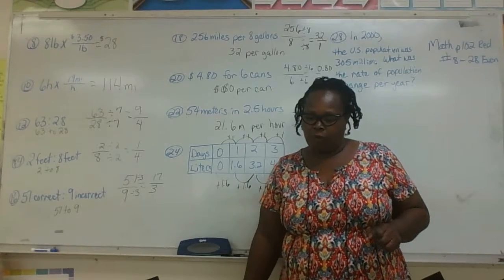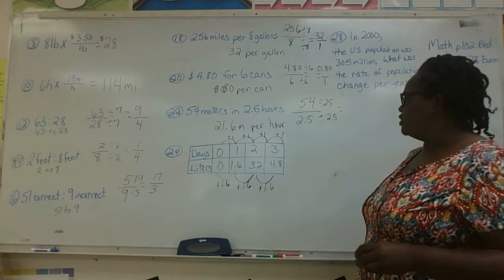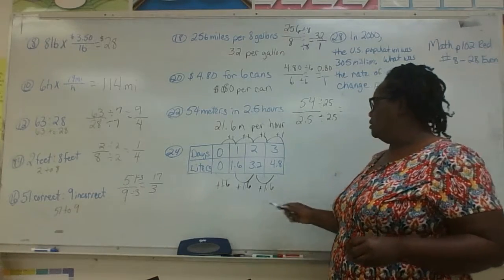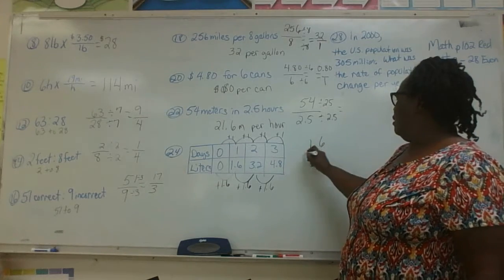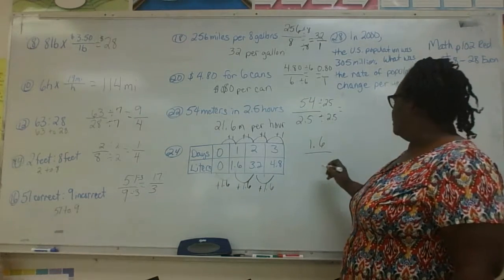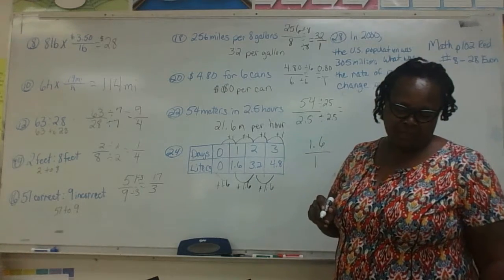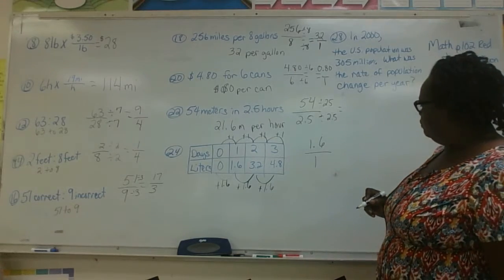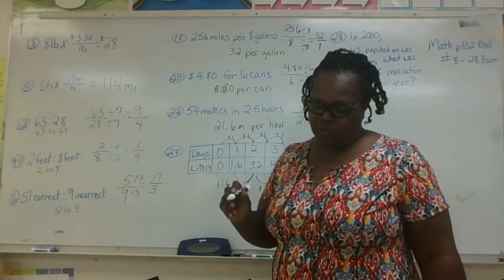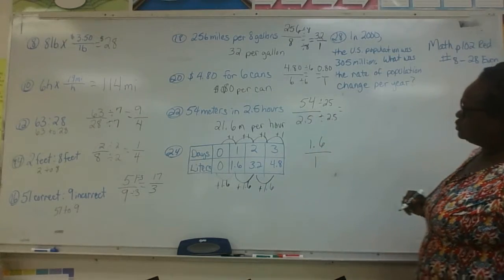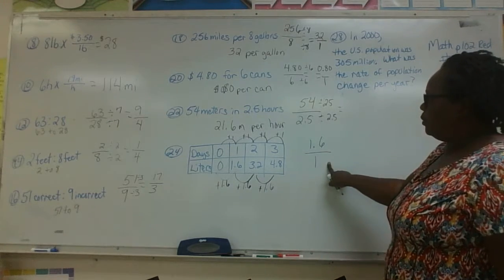All right, so what we need to find out is the change. The change in this case is 1.6 over our distance 1. And so we would discover that our rate here is 1.6 to 1, and that is the answer to number 24. We are talking about days and liters, so it's 1.6 liters per day.